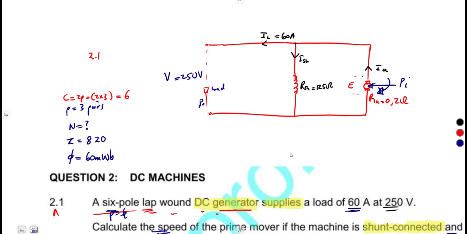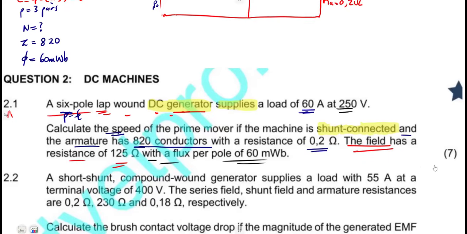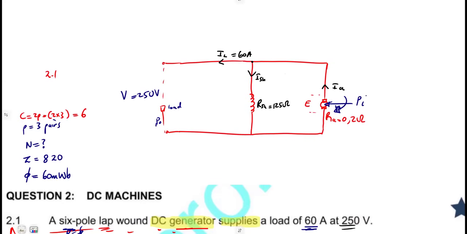You see now how you play around with these questions, guys. They'll be trying to play around with you guys. That's why you've got 7 marks. All right, so to find that E, you have to consider the formula. We are dealing with a generator, so this is the generated EMF. So it's V plus the armature current times the resistance of the armature circuit, which in this case is just that armature resistance that we are given.